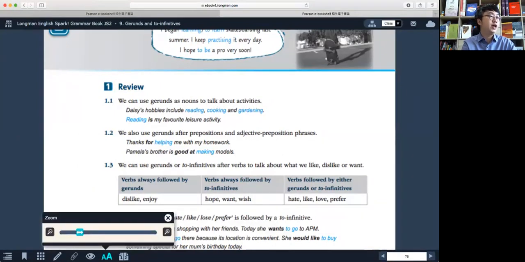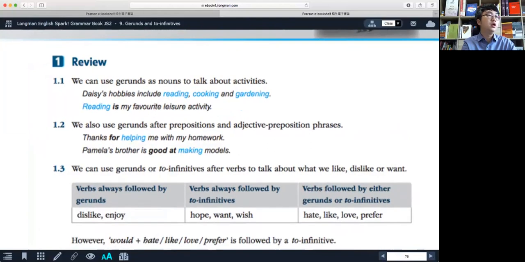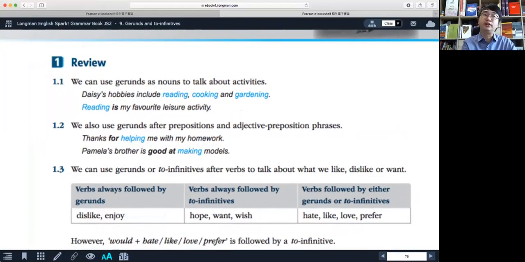All right, so let's look at the first one. Here, we can use gerunds as nouns. So remember, gerunds are nouns, 动名词, to talk about activities. So these are gerunds. So there should be no questions about that, because it's what you have learned when you were in Form 1 and Form 2. So this is the first way of how we use gerunds. Just a quick revision. The second way, we also use gerunds after prepositions and adjective preposition phrases.